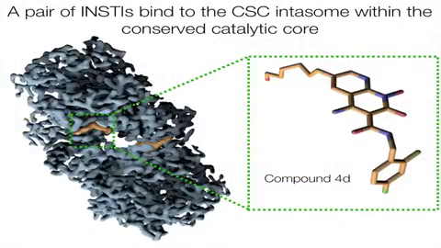So INSTIs bind to the conserved intasome core. There are 2 active sites, and accordingly 2 regions where an INSTI would bind. This slide just shows the conserved intasome core for the map bound to the compound 4D. In yellow, that's the density of the 4D compound, and on the right is the atomic model of the ligand.